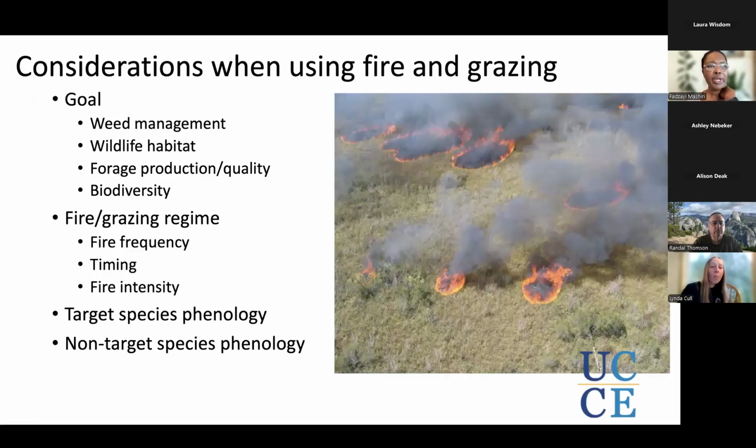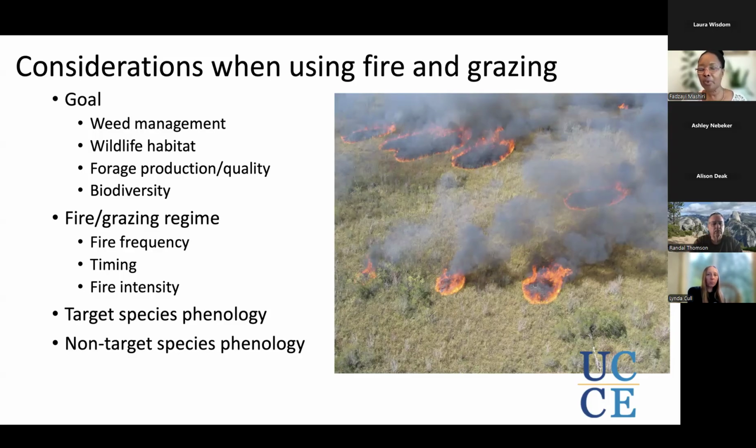When we are thinking about using fire or grazing for weed control, I wanted to start by highlighting some of the considerations we need to keep in mind. And the first one definitely is, what is your goal? What is the land manager's goal for using fire and grazing? And obviously, since this topic is about weed control, weed management will be the first one.